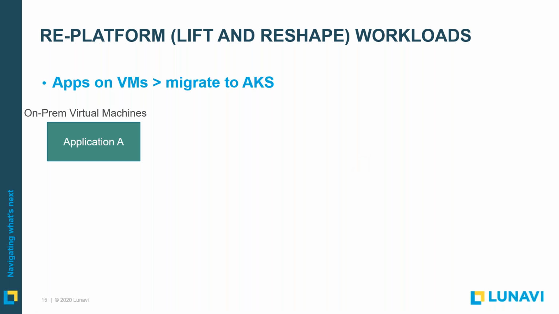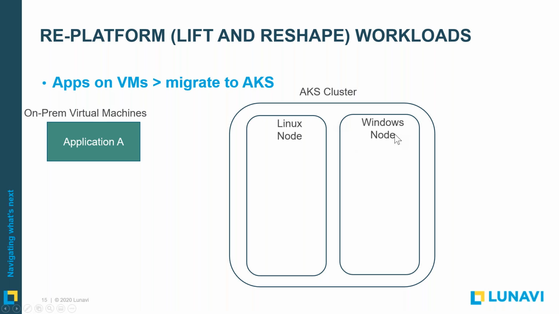So in this case, what it looks like is we have our on-prem virtual machines. We've got one running here called application A. Here's our Kubernetes or AKS cluster. One thing you'll notice is we have both a Linux node and a Windows node, because not everything will be able to migrate to one or the other. We could probably migrate everything to Windows, but Linux will give us some extra capabilities. We'll talk about that in just a minute. And what's nice is AKS supports both.